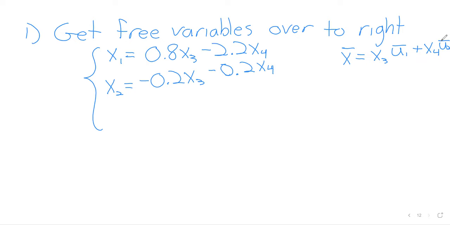And if we want an equality that looks like this, we are missing variables, because x is the vector x1, x2, x3, x4. And we have an x1 and we have an x2, but we're missing an x3 and we're missing an x4. So our second step is going to be to rectify this problem.